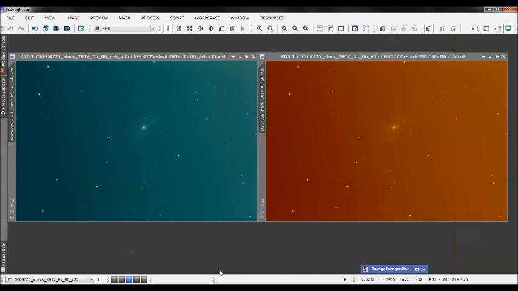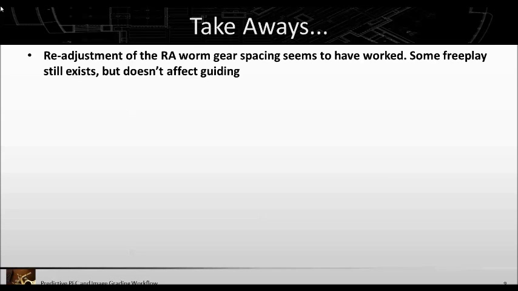Now let's go back and summarize what we were looking at. All right, so what did we learn in this little imaging session? Well, first of all, I was very pleased for myself that the RA worm gear spacing adjustments that I made seemed to be successful. I'm not seeing the instability that I saw initially, nor am I seeing the binding that I saw after my first round of adjustment.